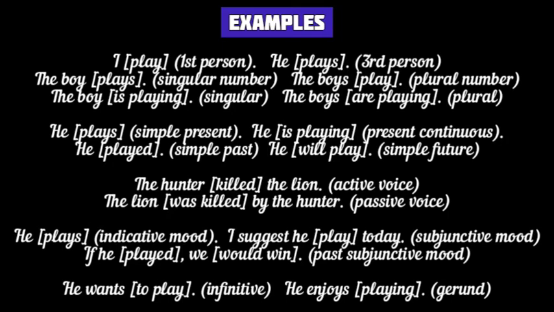The verb conjugation also indicates the different moods of the verb. For example, in the sentence "he plays", the verb is in the indicative mood. But in the next sentence, "I suggest he play today", the same verb conjugates as play because it's in the subjunctive mood. Then in the conditional sentence, "if he played, we would win", the verbs played and would win show the past subjunctive mood. So verbs have specific conjugations to show their specific moods.